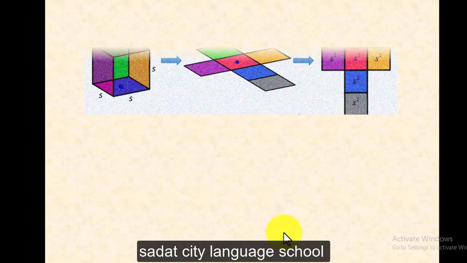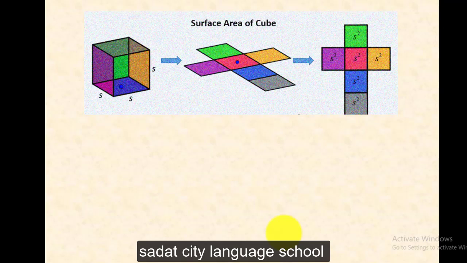Okay, how can we find the lateral area and the total area? This represents a cube. If we imagine the shape of a cube, how many faces does it have? 1, 2, 3, 4, 5, 6. Each face is in the shape of a square. The area of a square equals side length power 2.